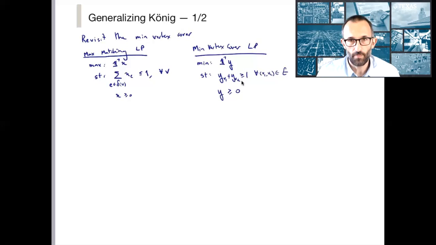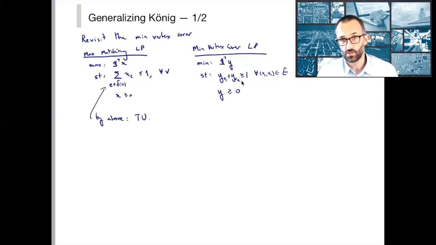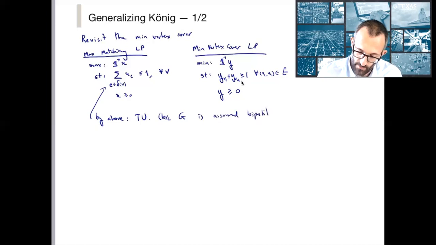So by our above results, we know that this matrix that defines those constraints is totally unimodular. And it's totally unimodular because G is assumed to be bipartite throughout everything that we've been talking about so far. Of course, we're gonna remove this and see that we need some thinking outside of what we've done.